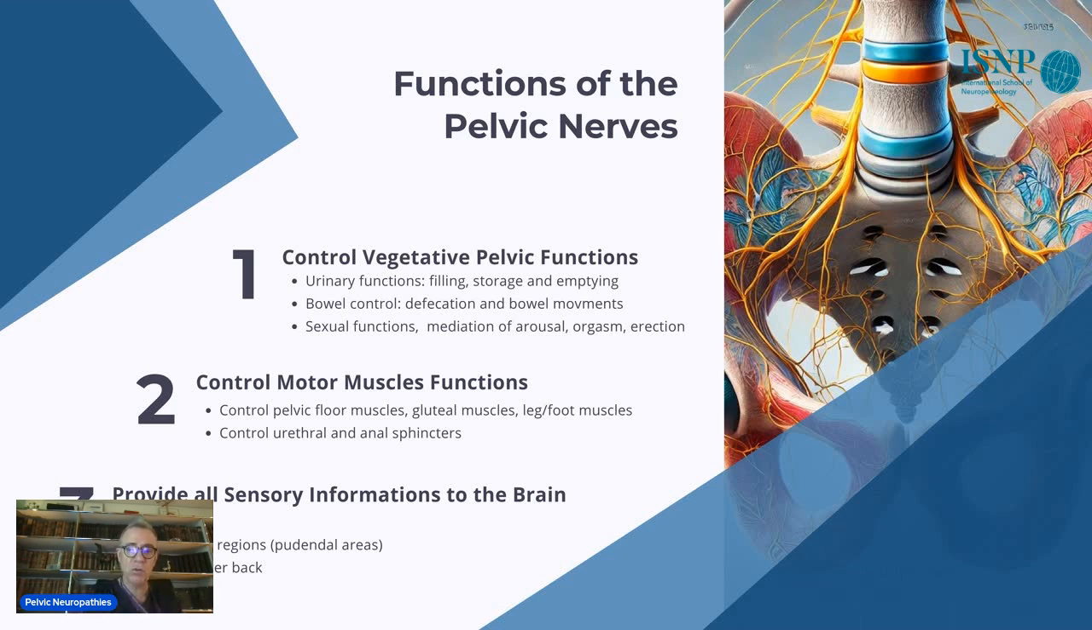And for the sexual function, the vegetative nerves are in charge of the mediation of arousal, orgasm, and erection, and even in men, ejaculation. Then you have the second function, the control of the motor muscle function, meaning the red muscle of the lower back, the bottom, and the lower extremity, and of course the pelvic organs as well. So it controls the external urethral and anal sphincter as well, the continence of your pelvic organs.